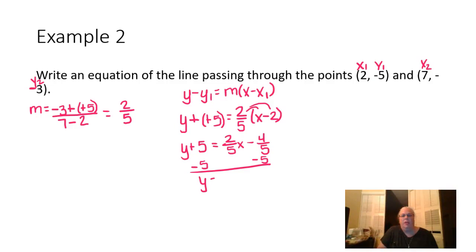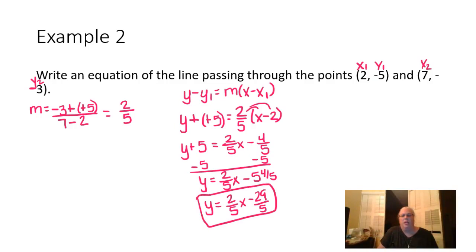So y is going to be equal to 2/5 times x. Now, -4/5 minus 5, this is -5 and 4/5, but let's put it in its improper form. Remember, 5 times 5 is 25, and 25 plus 4 more is going to give me 29 fifths. So there's our equation. y is equal to 2 fifths x minus 29 fifths.